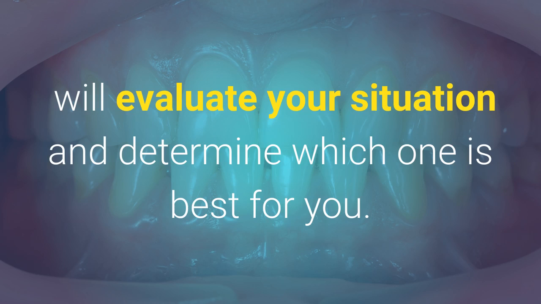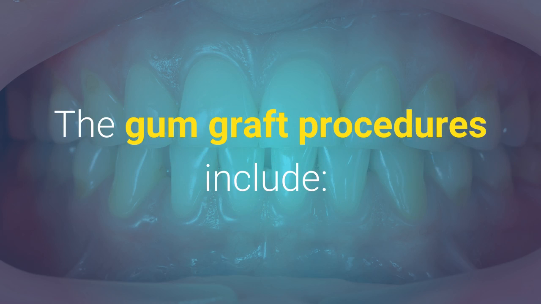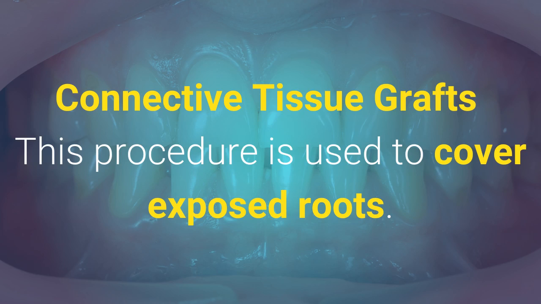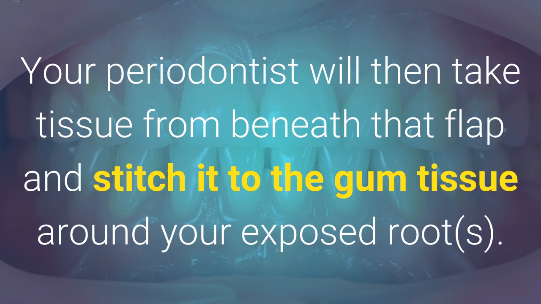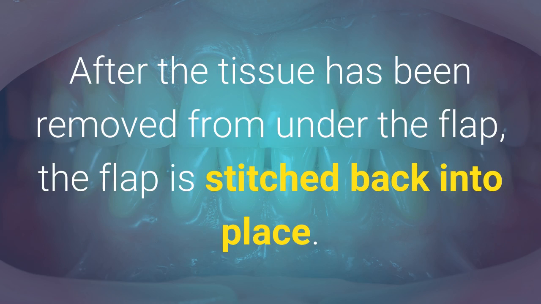best for you. The gum graft procedures include connective tissue grafts. This procedure is used to cover exposed roots. It is performed by cutting a flap of skin in the roof of the mouth, called the palate. Your periodontist will then take tissue from beneath that flap and stitch it to the gum tissue around your exposed root or roots. After the tissue has been removed, the flap is stitched back into place.